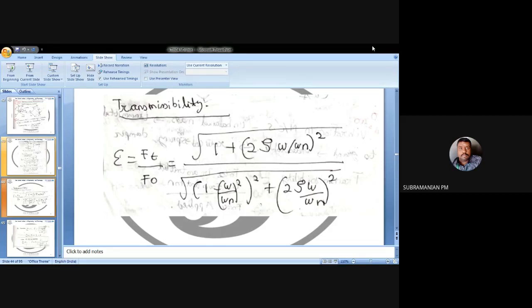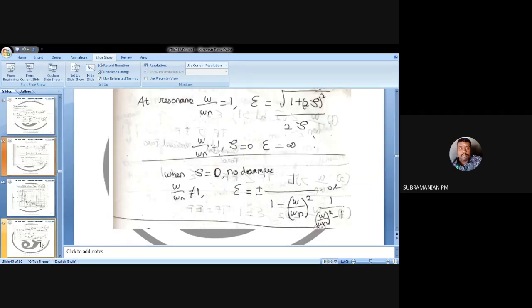Then we will be discussing the curves for transmissibility. First, we will be seeing the curve. So this is the curve. Again, this will be available in NK Giri, and the content is taken from NK Giri only. It is related to the magnification factor and transmissibility ratio.